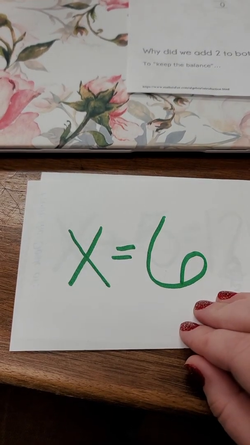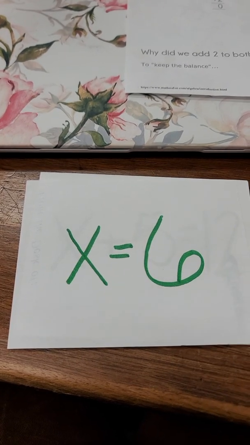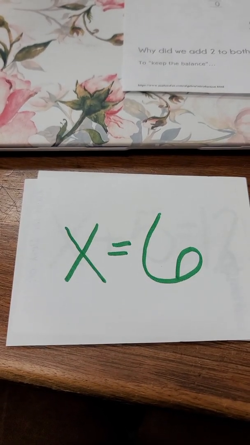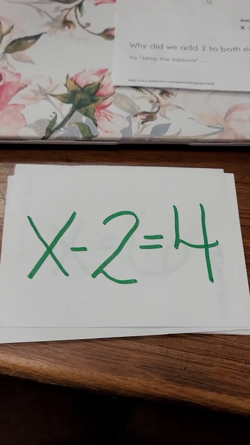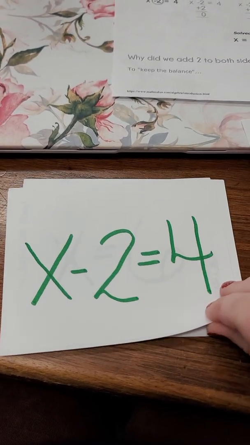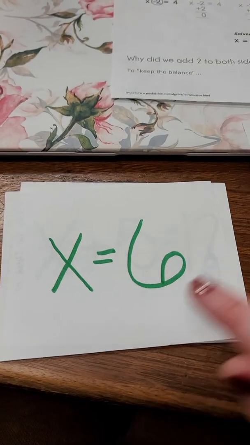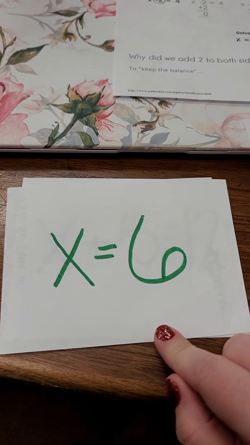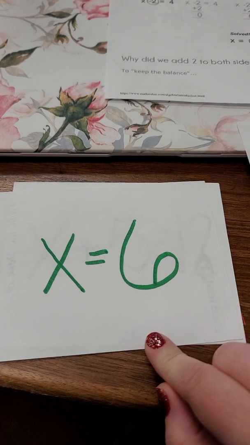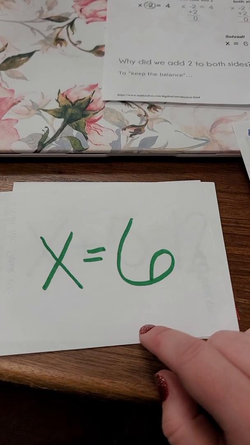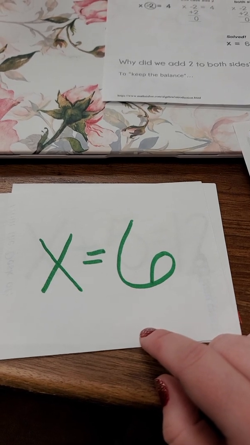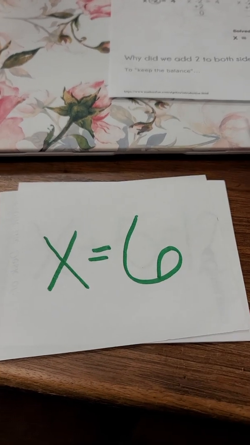So algebra is really just like a puzzle, where we start with something like X minus 2 equals 4, and we want to end up with something like X equals 6. But instead of saying, obviously, X equals 6, we can use this neat step-by-step approach to figure it out.